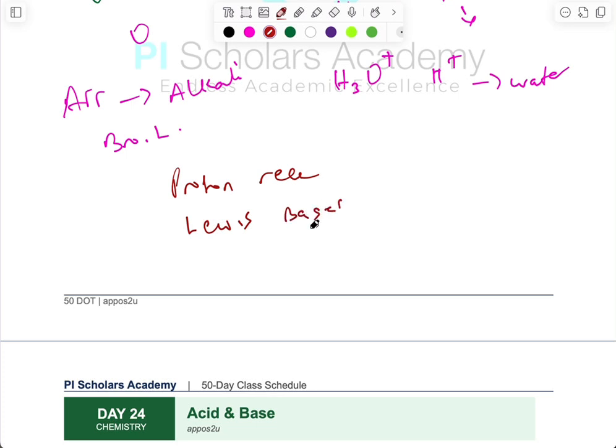Lewis bases. Earlier, we said acids are electron pair acceptors. Guess who is going to be donating the electron pair? It will be the bases. So, for example, your ammonia, NH3, is a Lewis base. And that is because if you look at nitrogen, it is in group 5. So you have something like this: 1, 2, 3, 4, 5.